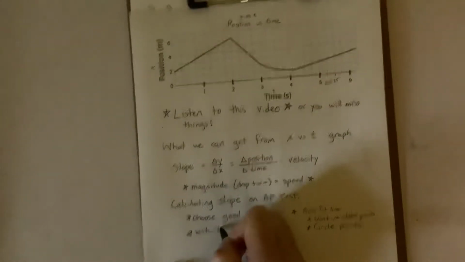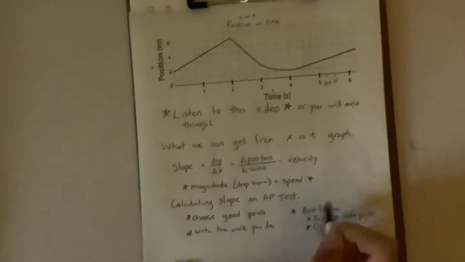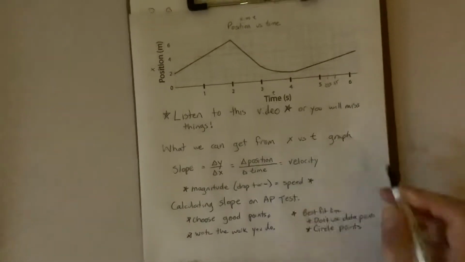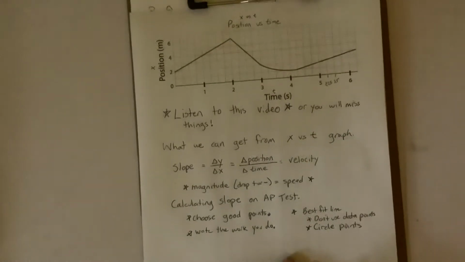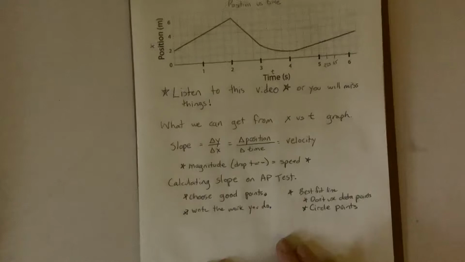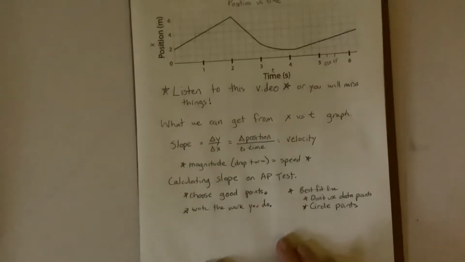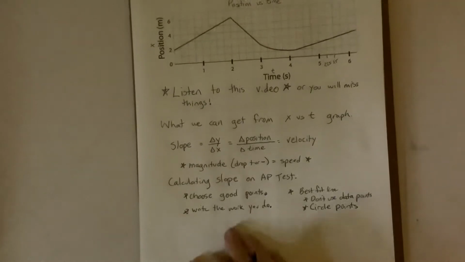Write the work that you do. Okay, in AP Physics, you have to show your work. Very, very, very occasionally will they actually give you points without showing work, and that is almost never. So always show your work. You are more likely to get points. Write an equation down, put some numbers into it, and then put your answer down, and you are way more likely to get points on the AP test. Okay, so show your work.